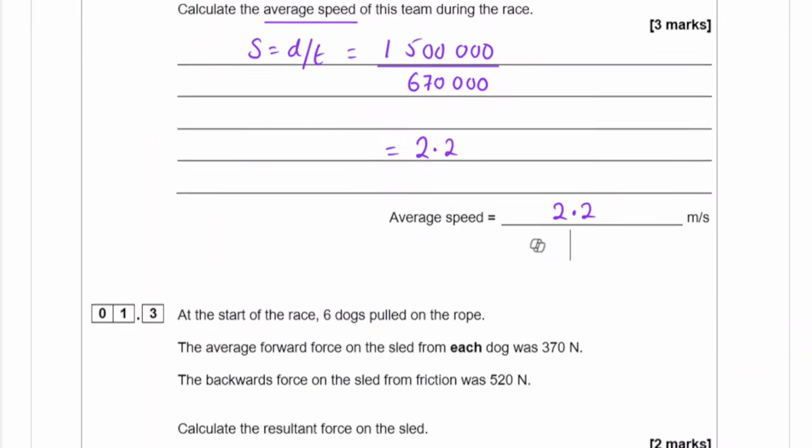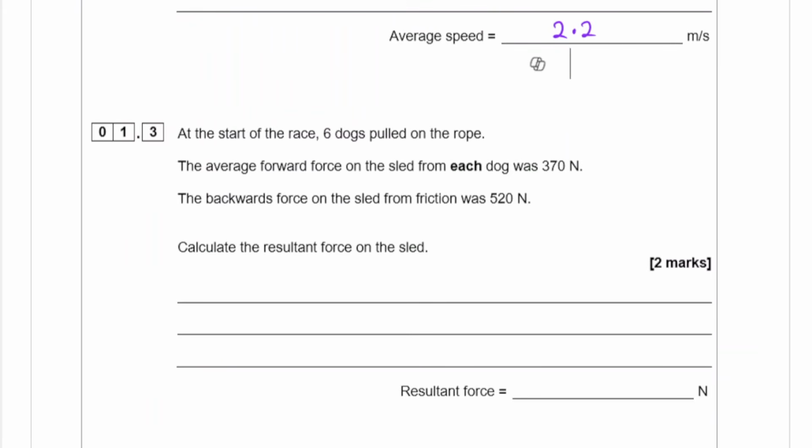Next question. At the start of the race, 6 dogs pulled on the rope. The average forward force on the sled from each dog was 370 newtons. So this from each dog. The backward force on the sled from friction was 520 newtons. Calculate the resultant force.